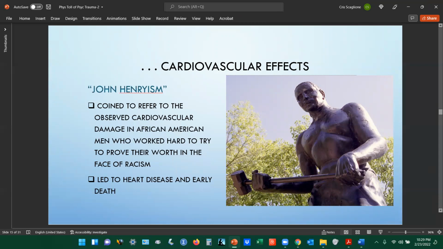This is a statue to a legendary or mythical figure of a guy named John Henry. And I put it in here because early cardiovascular effects of stress and trauma was originally called John Henryism. So for those of you who do not know who John Henry is, I'll tell you a little bit about that. He was a legendary figure, apparently a very big strapping man. He was African American. He worked on the railroad with the crew whose job it was to, with these very large hammers, to put in the big spikes that hold the rails down.